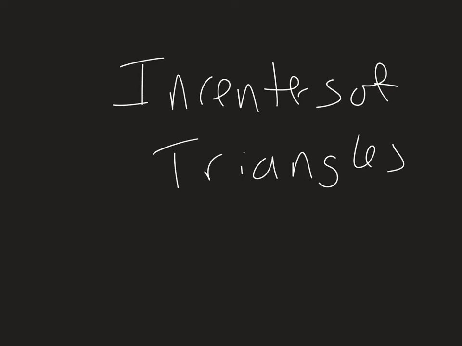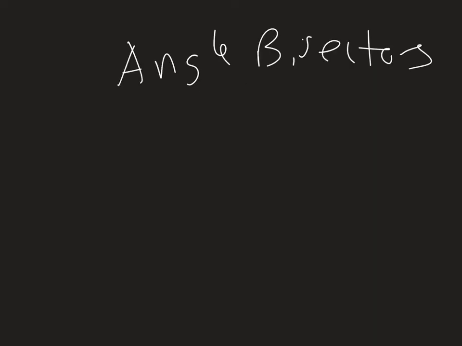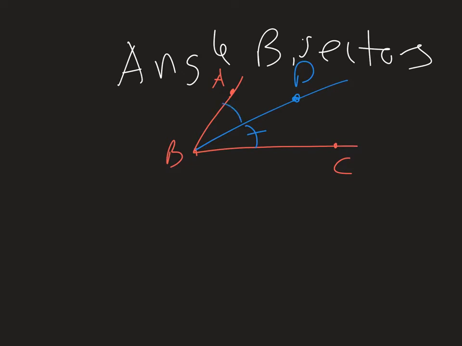In this video we'll talk about incenters of triangles. So let's talk about angle bisectors before we move on to the incenter. An angle bisector would be, if I have an angle, let's call it ABC, an angle bisector would cut the angle perfectly in half, meaning that angle ABD would be congruent to angle DBC.